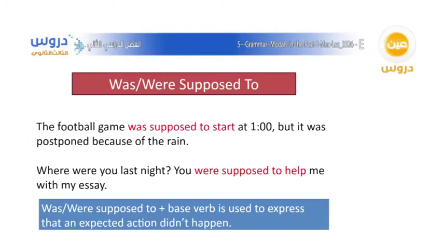Listen, do you know the subject pronouns? We have 7 subject pronouns in English. I, he, she, it, you, we, and they. These are the subject pronouns. It all depends on the subject pronoun you're using. If you are using I, he, she, or it, you use was.